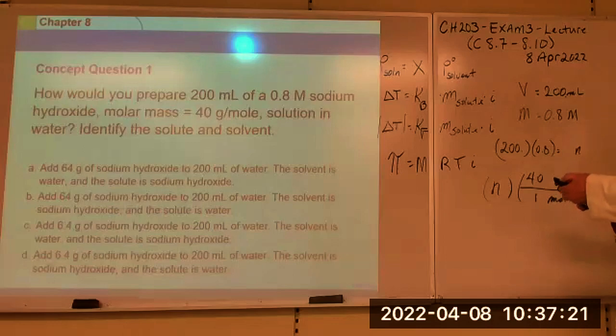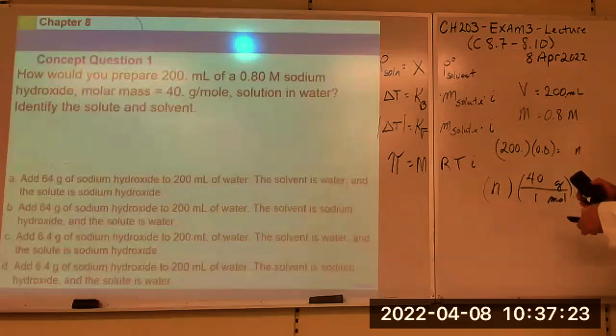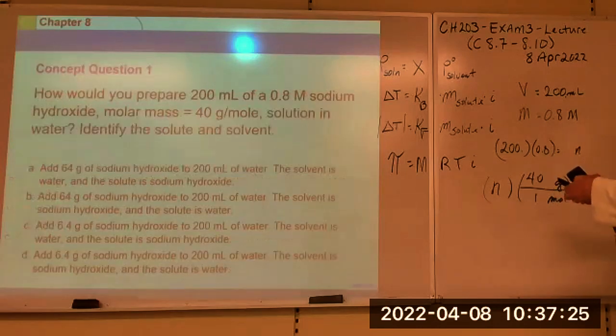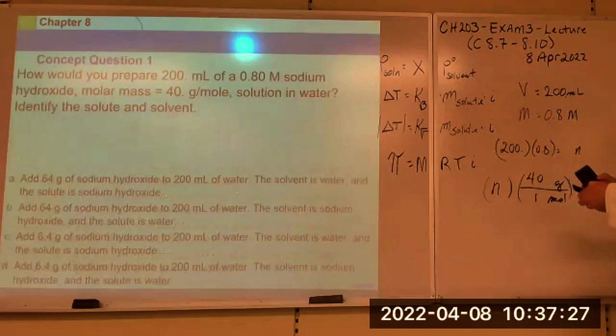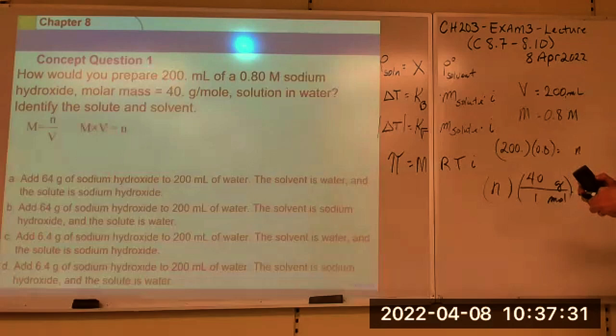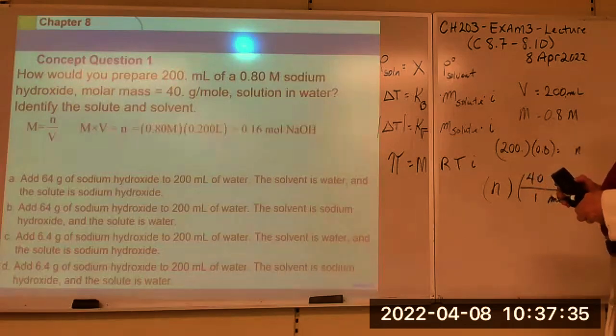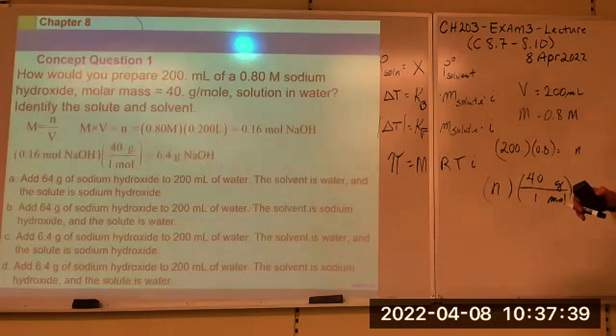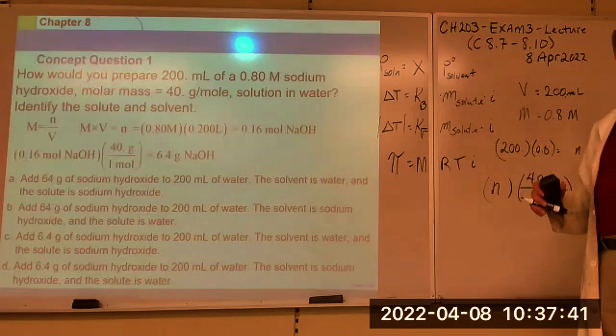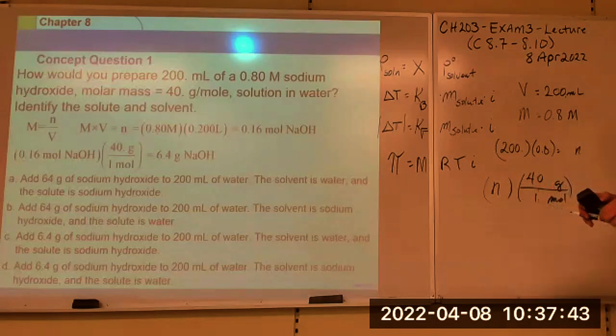Okay, so the answer is, oops. I never know when I'm going to animate these things. Here we go. 0.16 moles sodium hydroxide, and then convert that to grams, 6.4 grams of sodium hydroxide. We'll give you that concentration.